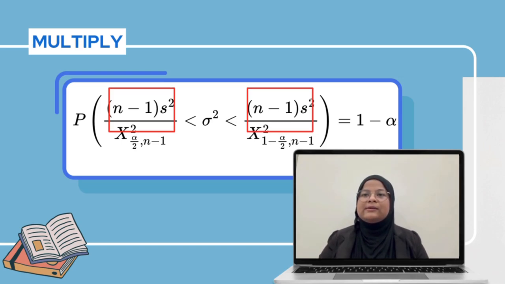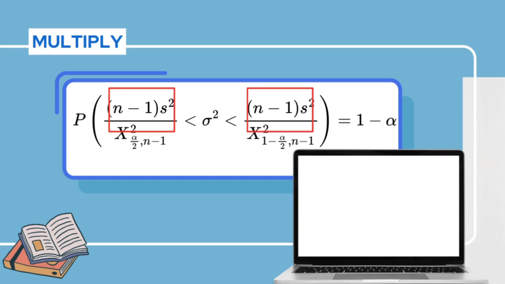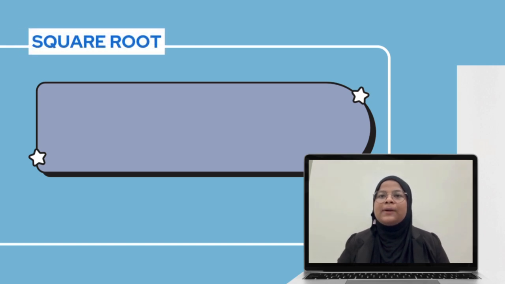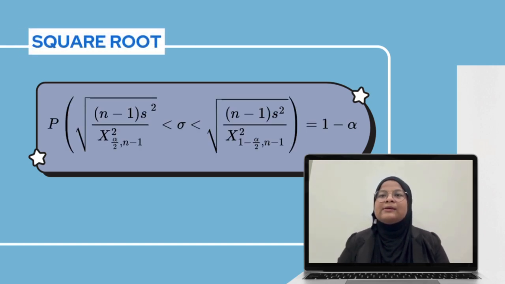As you can see here, this is the working method. Since we want sigma to be isolated by itself, we take the square root of all parts of the inequality. Since the standard deviation is always non-negative, the inequality signs remain the same. As you can see here, this is the working method.